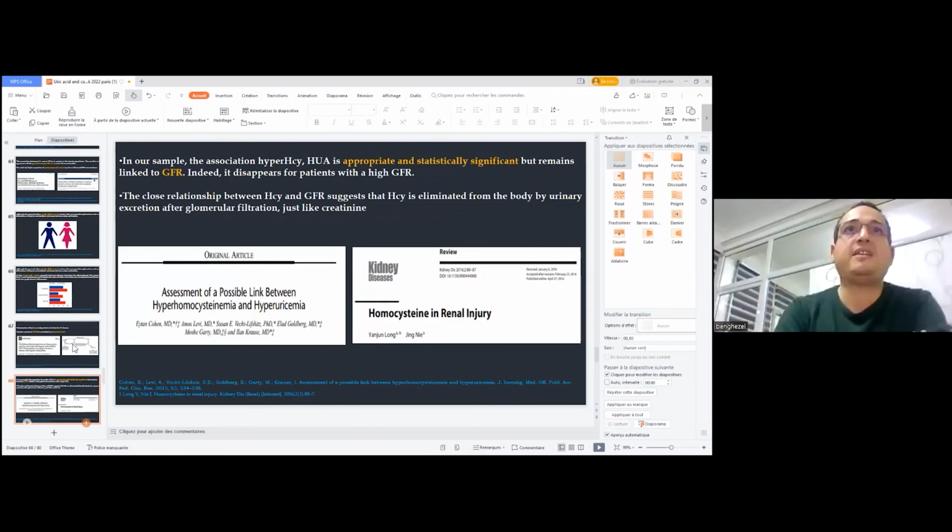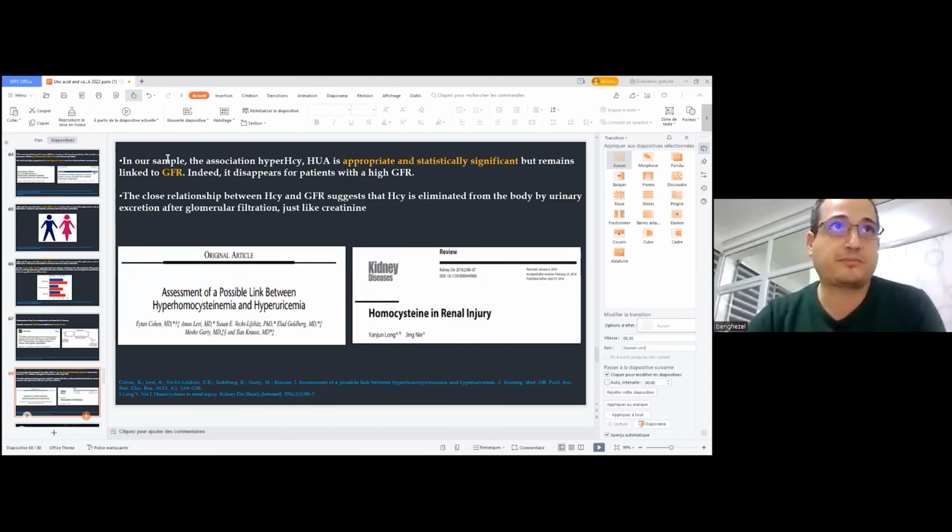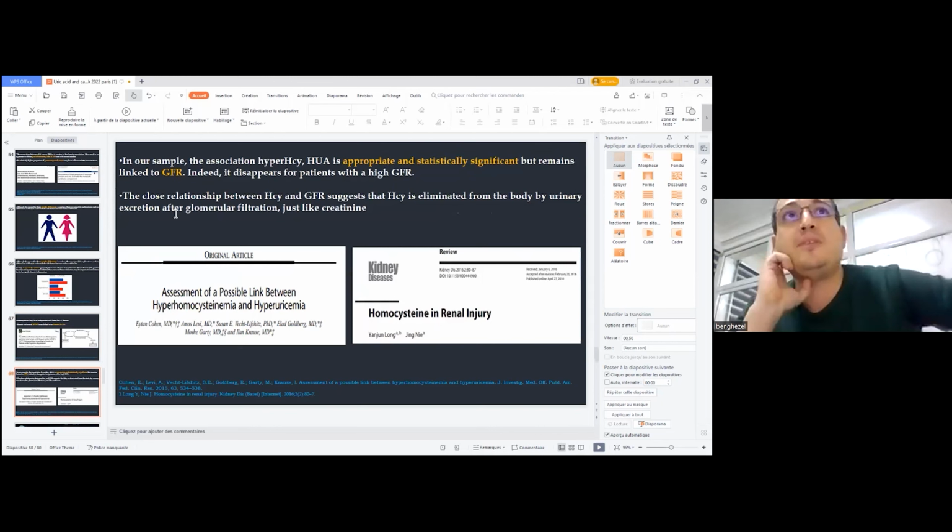Finally, homocysteine is an independent risk factor for cardiovascular disease. Genetic variations of MTHFR are linked to increased uric acid. In our sample, the association between hyperhomocysteinemia and hyperuricemia is appropriate and statistically significant, but remains linked to GFR. The close relationship between homocysteine and GFR suggests that homocysteine is eliminated from the body by urinary excretion, just like creatinine.